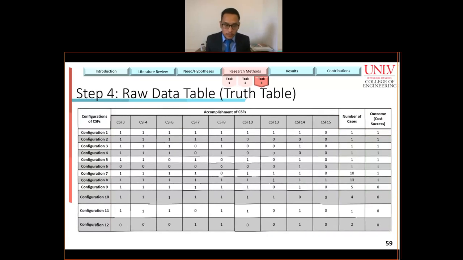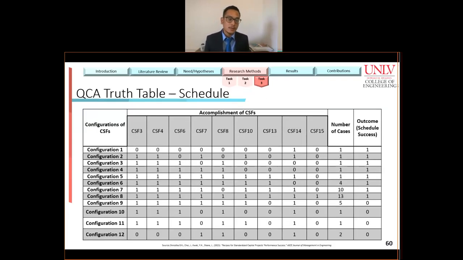Then a truth table is generated after we set a consistency threshold. So what is consistency? Consistency replicates the notion of significance level in statistical analysis. So I removed configurations and cases that did not meet the consistency threshold. This is a similar table for schedule, the truth table. You can see the different configurations, different conditions, number of cases, and outcomes.